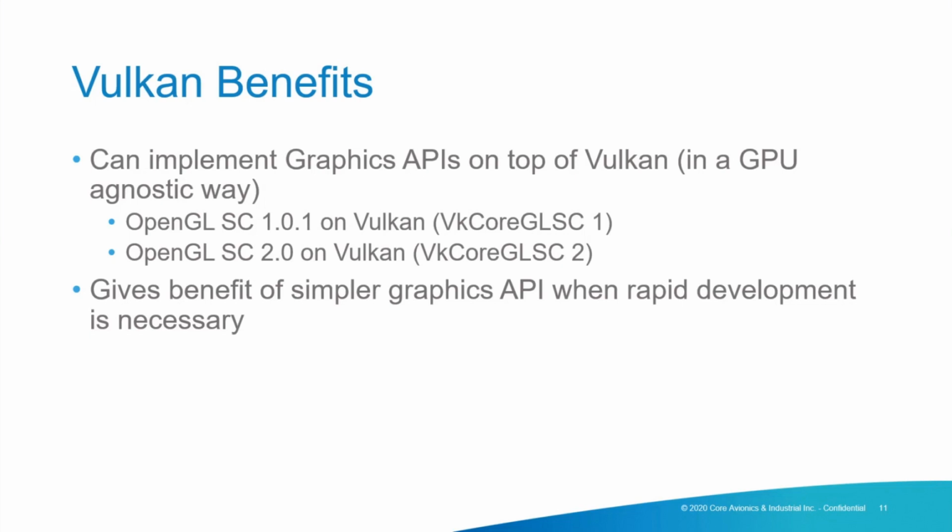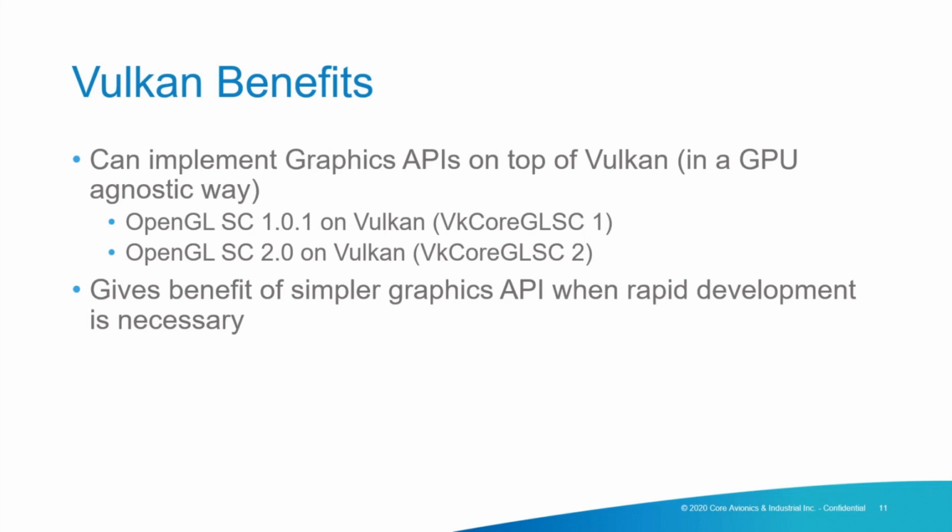So if graphics is a means to an end for you, you just need to display something on the screen, then using a graphics API like OpenGL SC2 on top of Vulkan allows you to quickly build the graphics application while still giving you the option to use Vulkan in the future for perhaps general purpose GPU compute, or if parts of your graphics application are too slow, then you could take an approach of re-implementing in Vulkan and then compositing the results between OpenGL SC2 and Vulkan in a single application. Really, the options are endless.